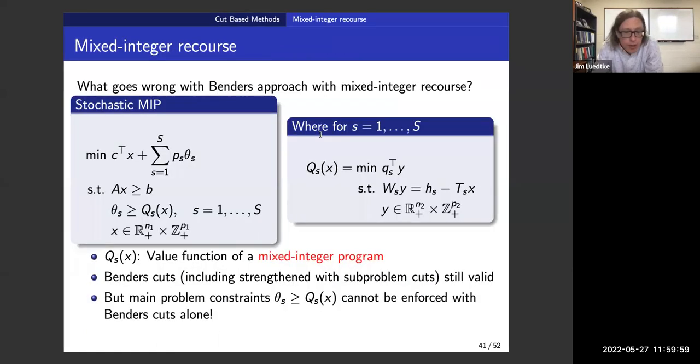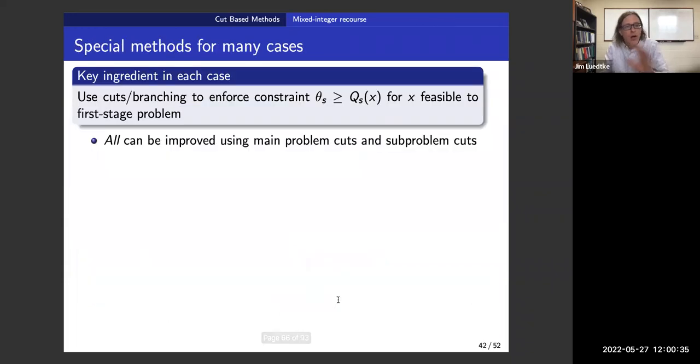Okay, so very briefly, I'll talk about how you get an algorithm when you have mixed integer recourse, right? So far the Bender's cuts are only sufficient to define the value function if you have continuous recourse. And so a key challenge here is that this value function now is the value function of a mixed integer program. So certainly you can use Bender's cuts derived from the LP relaxation and maybe with the subproblem cuts, but eventually you're going to need something more within this master formulation to enforce these constraints that theta s is greater than or equal to Qs of x. And so there's all kinds of research for different problem classes for how you can do that.